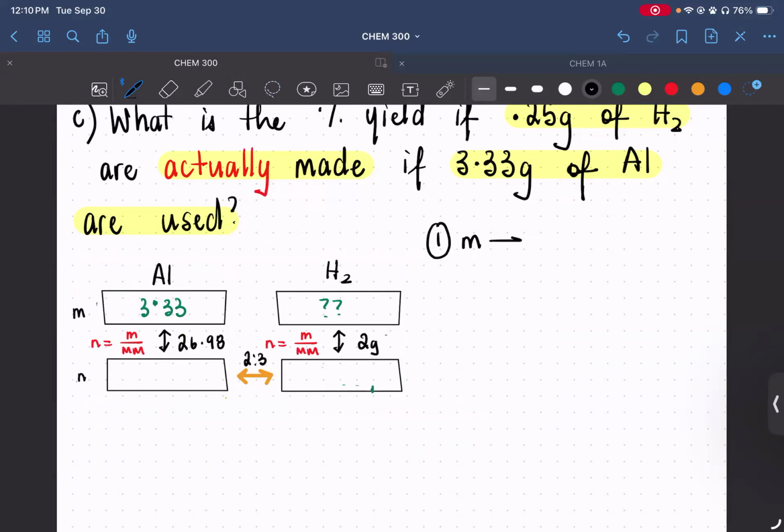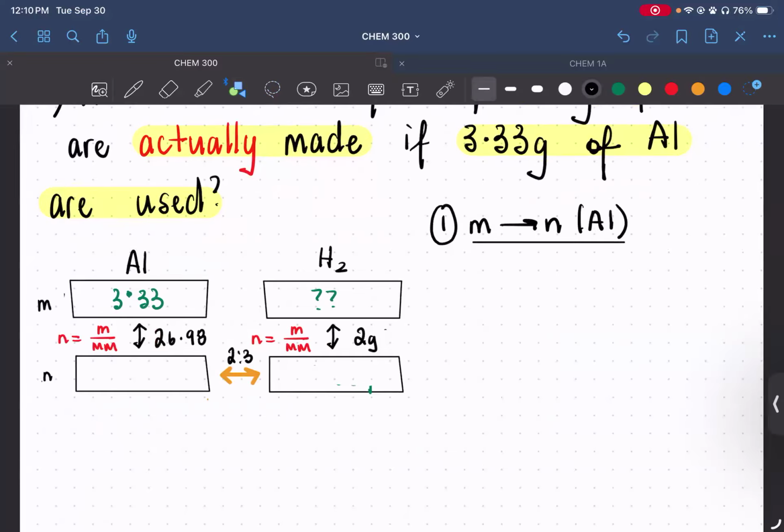Step 1, we are converting mass to moles for the aluminum. Do note how I like to do my math. I like to take these kind of notes, make these kind of headings, because when I review my notes, sometimes I forget what I did, right? Having these kind of labels helps you in your review so you can understand what your thought process was. So the very first step, we're going from mass to moles for aluminum. Moles is equal to M over MM. We already know the mass, 3.33. We already know the molar mass, 26.98.